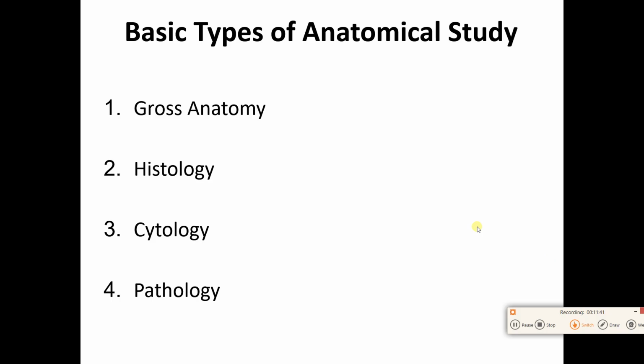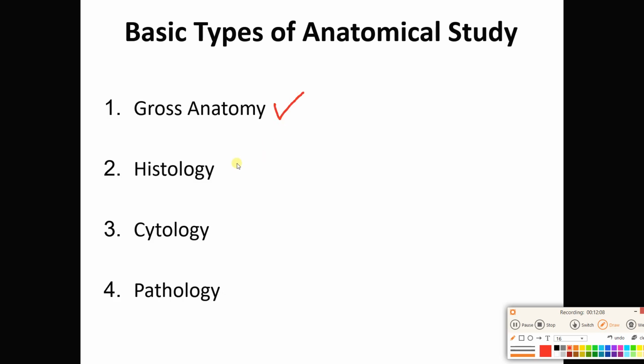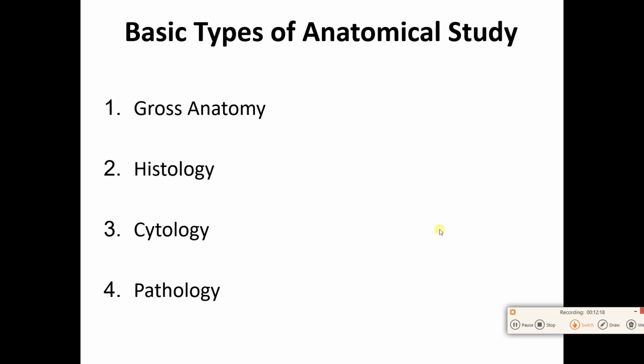Okay, so as we're doing anatomical study, there are a variety of different subtypes. And I've got 4 of them listed right here. There are more. This is not a comprehensive list, but these are 4 types of anatomical study. These are 4 types that we are going to do in this course in varying degrees. We're going to do a lot of gross anatomy, a lot of histology, a little bit of cytology, and occasionally a tiny bit of pathology. But these are 4 basic types of anatomical study, and we got to be familiar with that.